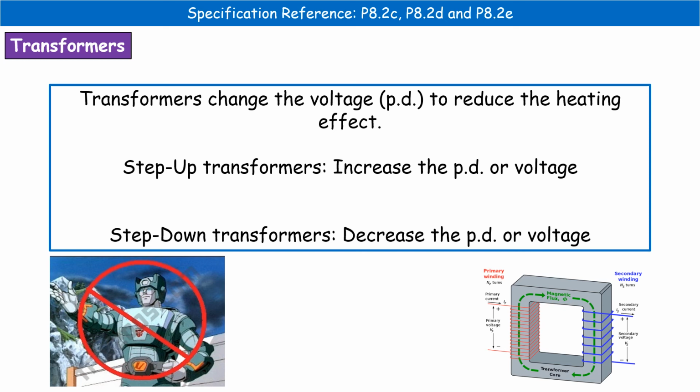However, we do not want something at several 100,000 volts entering our homes. That would be pretty risky in the grand scheme of things. So we then need step-down transformers to decrease the potential difference or voltage at the other end, and they have more turns on the primary coil than the secondary coil. So this is a bit of a link back to the work that we did in P4 on transformers. So paper 1 and paper 2, bit of an overlap here.